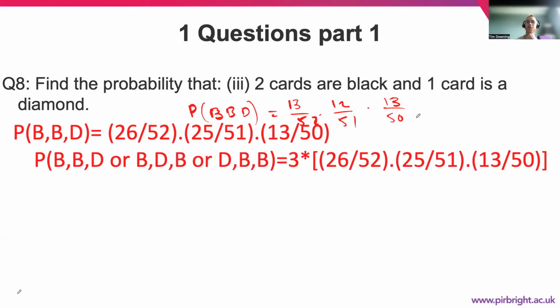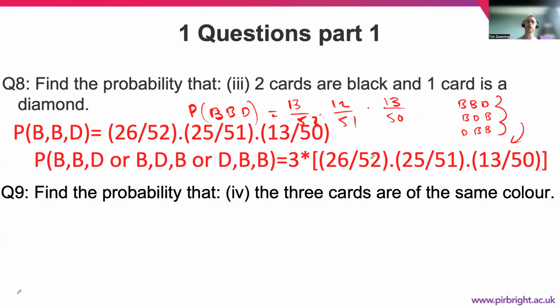What I should have mentioned as well is that the sequence can vary. So we've got black, black, diamond, which I mentioned at the start. We've got diamond, black, black, then black, diamond, black. So the 3 different options. You need to multiply this by 3 at the end.